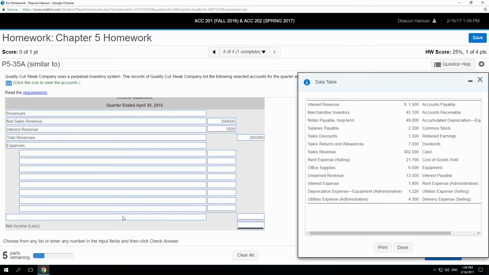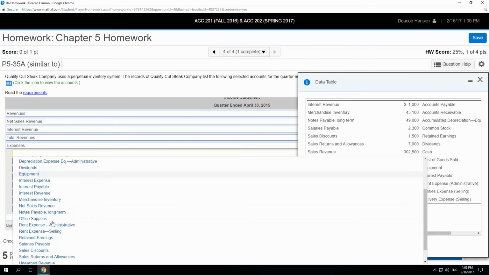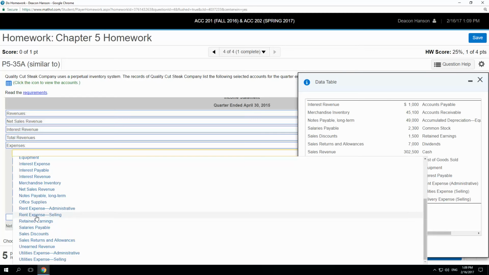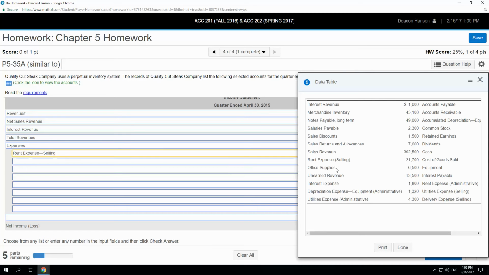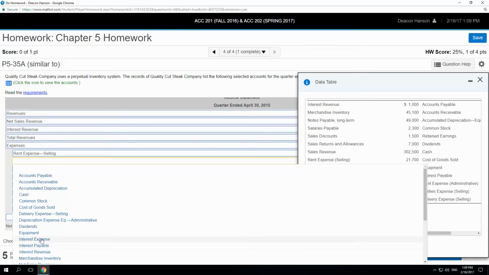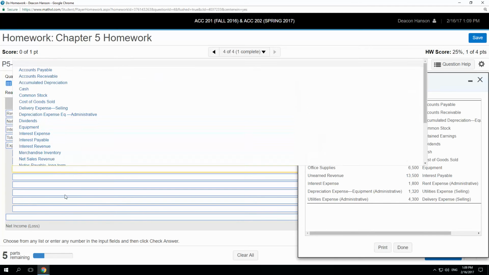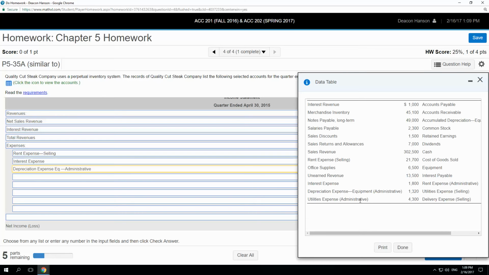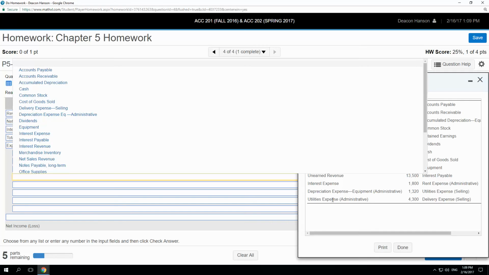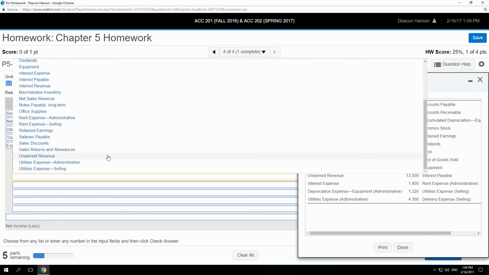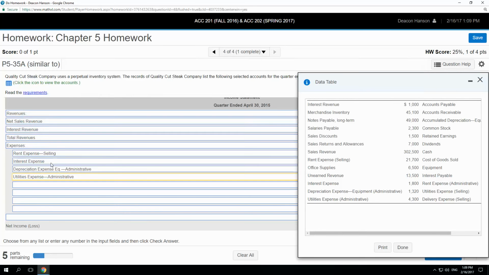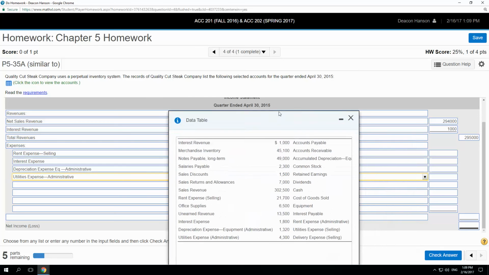Okay. So I'm just going to go down the list. Rent expense. Okay. Interest expense. I'm going to identify them. Okay. We got depreciation expense, and that one's administrative. That one says administrative. Utilities expense. And we might want to go back up and read that problem a little more carefully. Is it asking for just the selling or the administrative side of things? Or is it asking for everything?